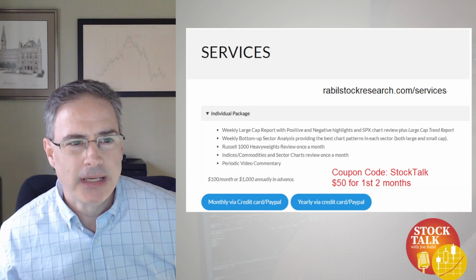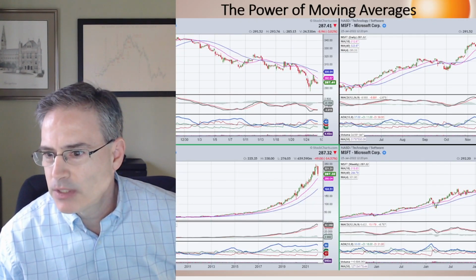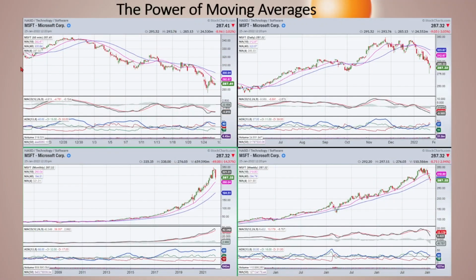Let's go ahead and get into this discussion on the moving averages. And I've got the chart of Microsoft. In fact, I have my sequence of charts, which is the grid of, in the bottom left is the monthly chart, bottom right is a weekly, upper right is a daily, and upper left is an hourly.